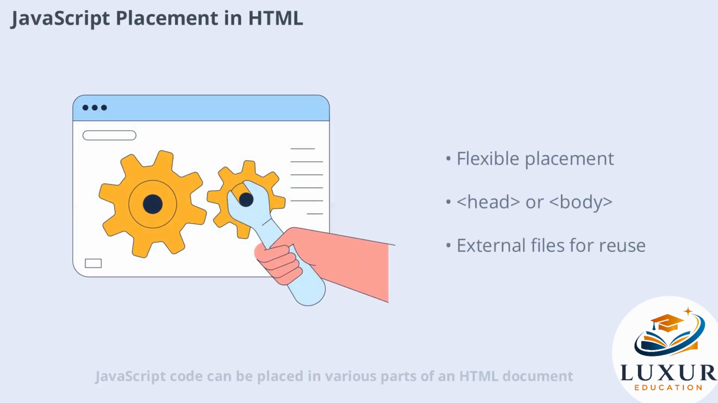JavaScript code can be placed in various parts of an HTML document, within the head section, the body section, both, or in an external file. The placement depends on when you want the script to run. For example, scripts in the head often define functions, while those in the body can generate content as the page loads. External files help reuse code across multiple pages.